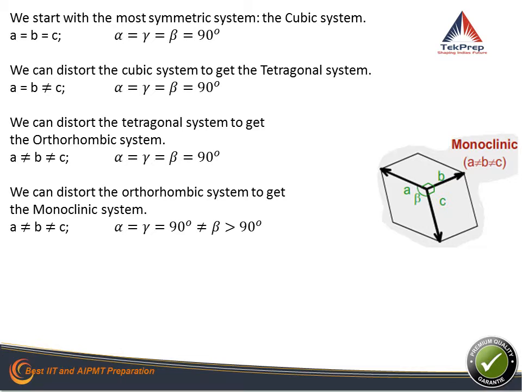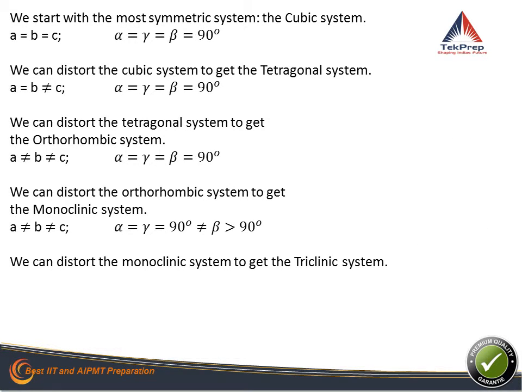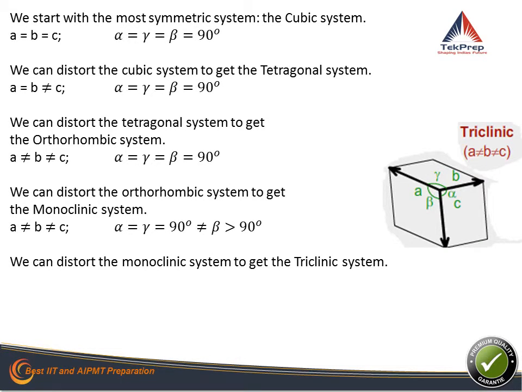I think this is the one which is being asked in the question. So the right option is the monoclinic system. However, let's look at the other systems as well. When we distort the monoclinic system and get two more angles not equal to 90 degrees, is what we arrive at, the triclinic system. So where A is not equal to B, is not equal to C, and all the angles are not equal to 90 degrees, is when we get the triclinic system.